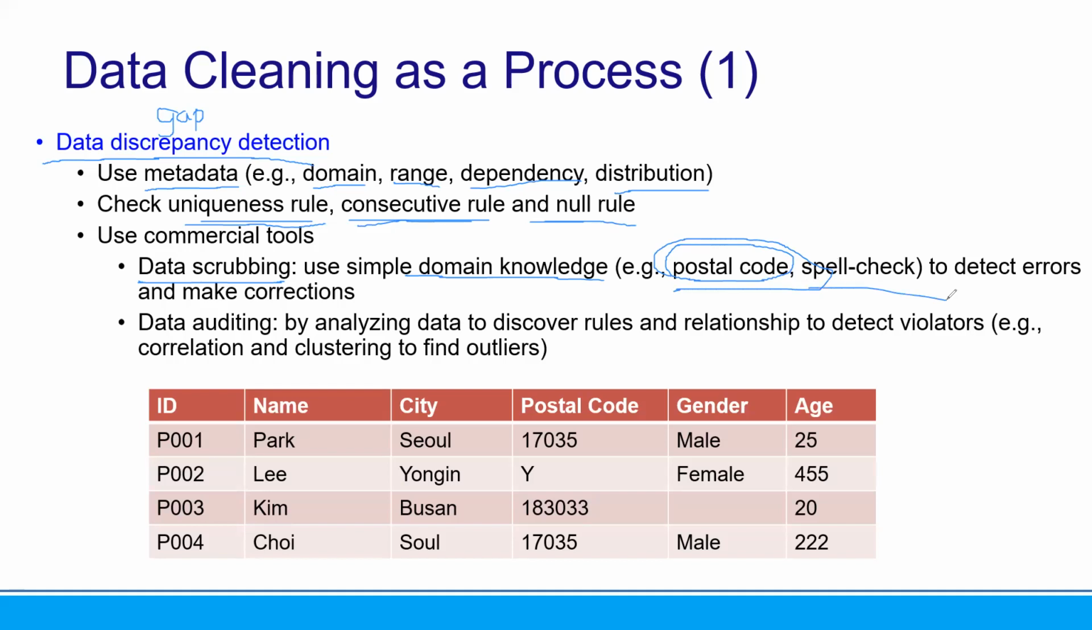Or spell check. When you type something, if there is an error, it shows you with the red color. It means you spelled a word wrong. That kind of thing we call data scrubbing or data auditing. So we can analyze the data to discover rules and relationships to detect violators. Of course, it requires more things to do this data auditing.